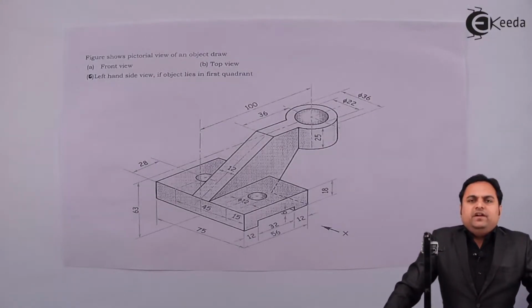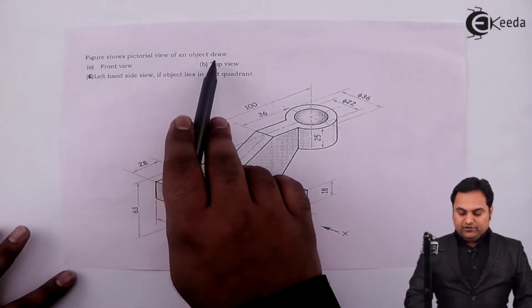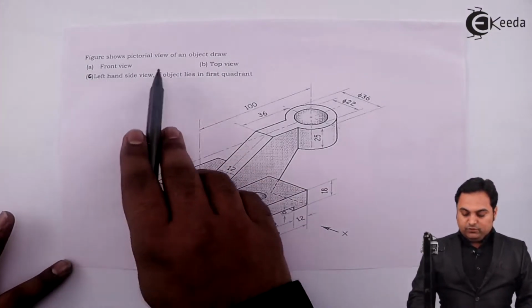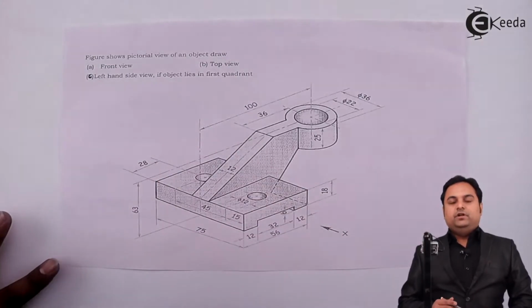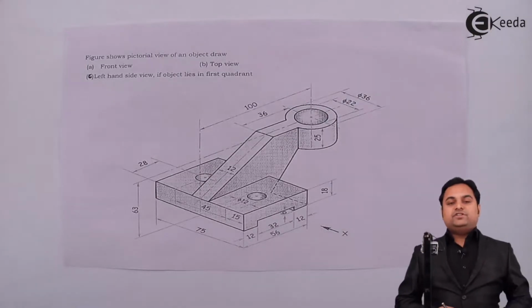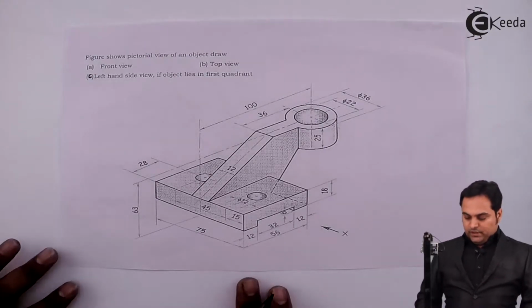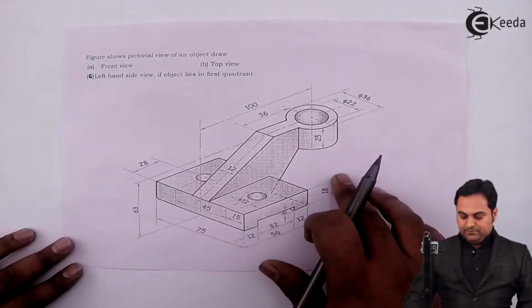In this video, we are going to see a problem on orthographic projections, for which we have a question. The figure shows a pictorial view of an object. Draw the front view, top view, and left hand side view if the object lies in the first quadrant. If it is in the first quadrant, it means we have to draw it by using the first angle method of projection.